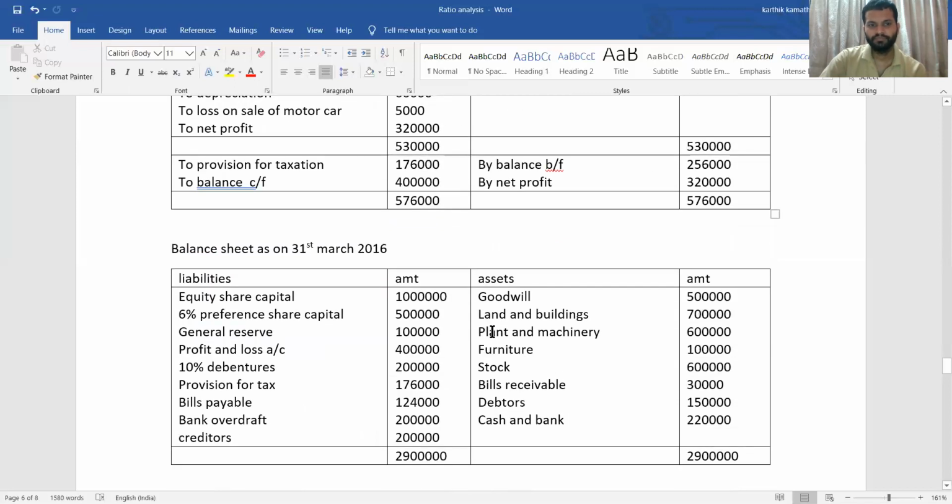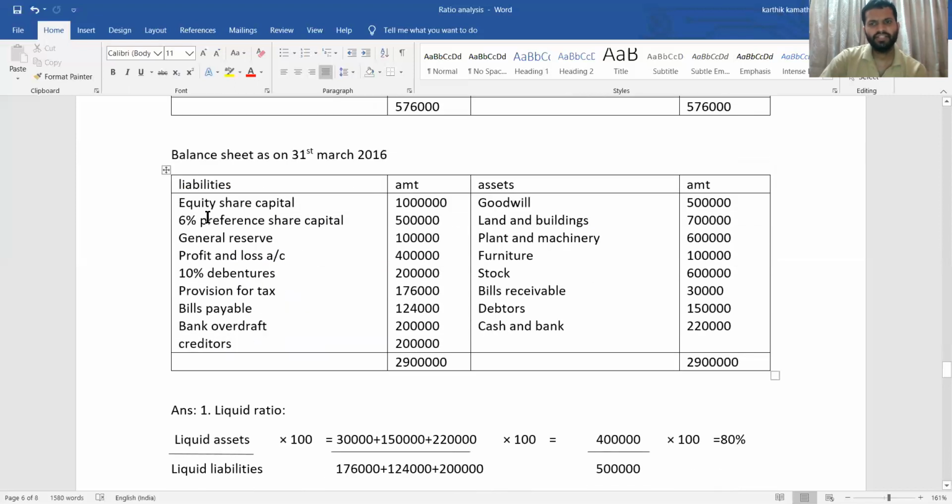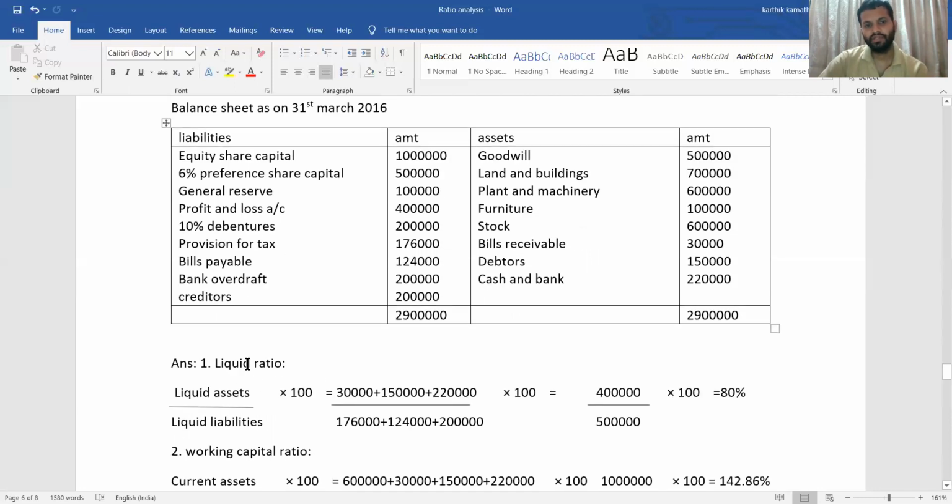Then the balance sheet, liability side: equity share capital, 6% preference share capital, general reserve, profit and loss account, 10% debentures, provision for tax, bills payable, bank overdraft, creditor is given in the liability side. Asset side: goodwill, land and building, plant and machinery, furniture, stock, bills receivable, debtors, and cash and bank balance is given. So you need to calculate all the ratios. First ratio, liquid ratio. Liquid ratio is equal to liquid asset divided by liquid liability into 100.